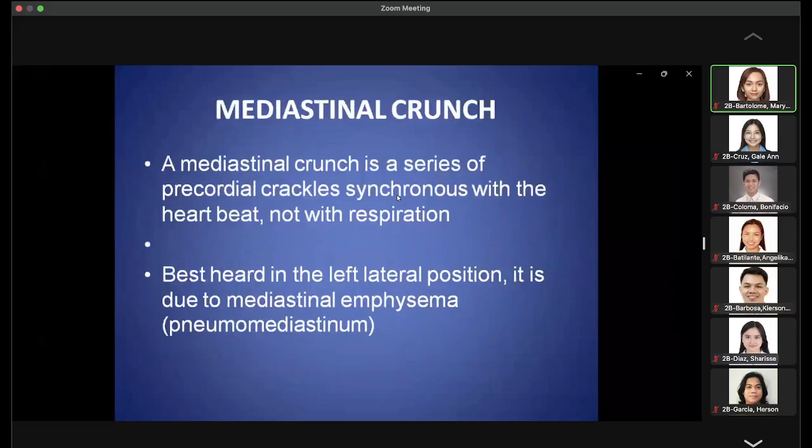Next would be mediastinal crunch. It is a series of precordial crackles that is synchronous with the heartbeat. It is best heard in the left lateral position, and it is due to a mediastinal emphysema or pneumomediastinum.